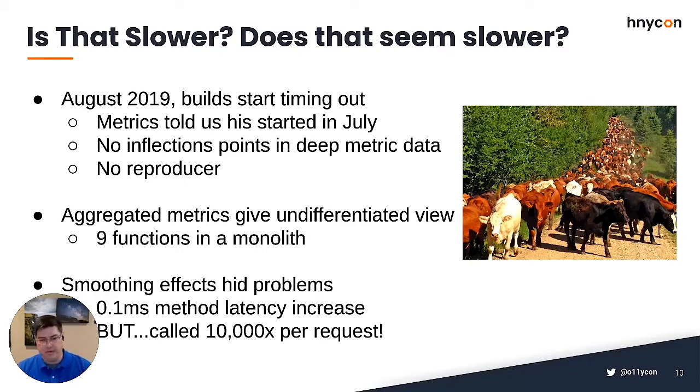At the end, what we found was that we had a method call that had gone up by 1/10 of a millisecond in terms of how long it took to execute. But that method was being called 10,000 times per request. And because we were validating the output of a build, because of the way that validation worked, we sometimes had like 14,000 requests. And when you multiply all that out, we started to see build timeouts.